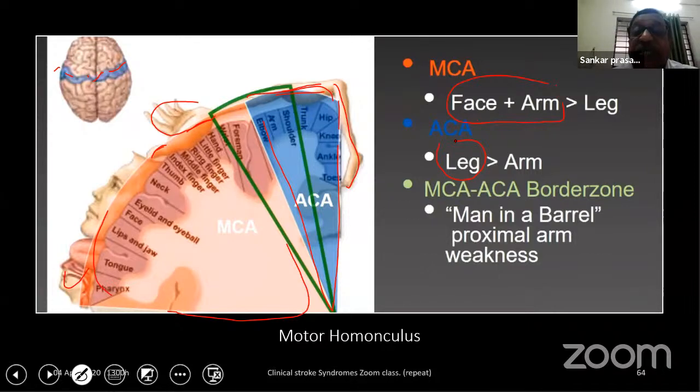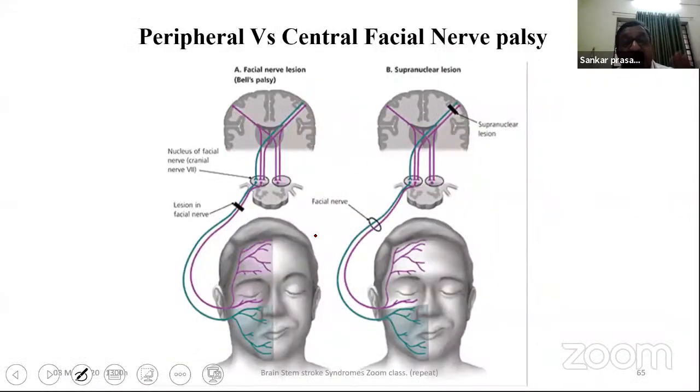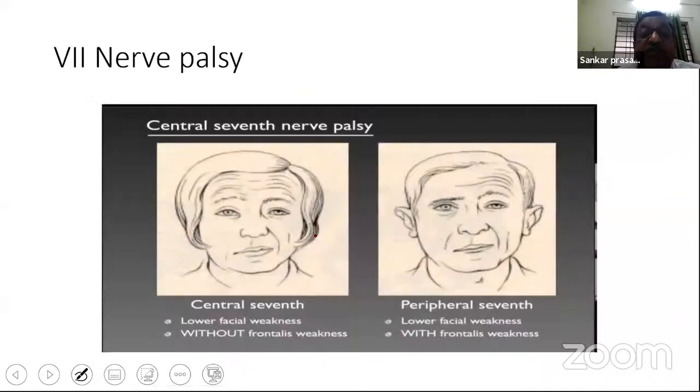The MCA causes face plus arm weakness, the anterior cerebral artery causes leg weakness, and if there is a border zone infarction, then the man-in-a-barrel proximal arm weakness syndrome will develop. These are the motor system manifestations, and along with the hemiplegia there is always facial nerve involvement. There is a facial nucleus, which I can show you in the next picture.